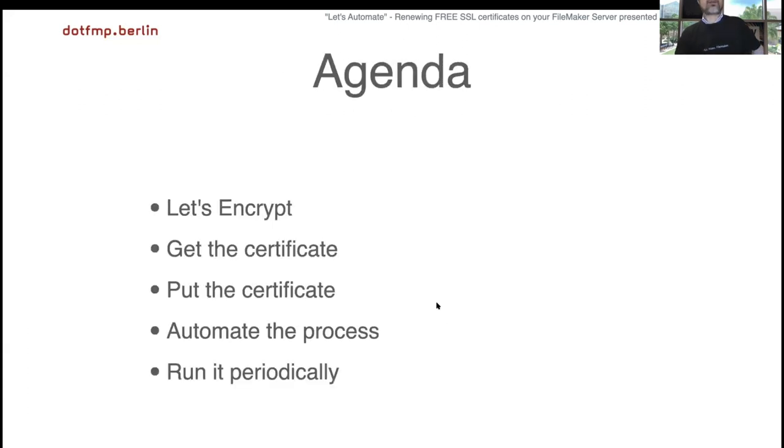So, here's the agenda. What is Let's Encrypt, how to get the certificate and put the certificate in place, and how to automate the process and run it periodically. This session is not about FileMaker Pro and not really about FileMaker Server either. This session is about SSL certificates, and pretty much about installing something. Not much about defining configurations because it doesn't really need it. So let's see how to make it.